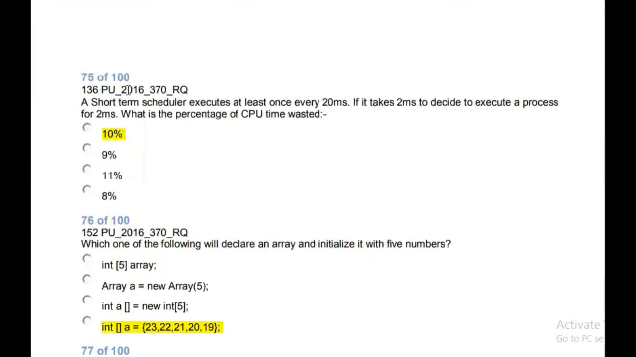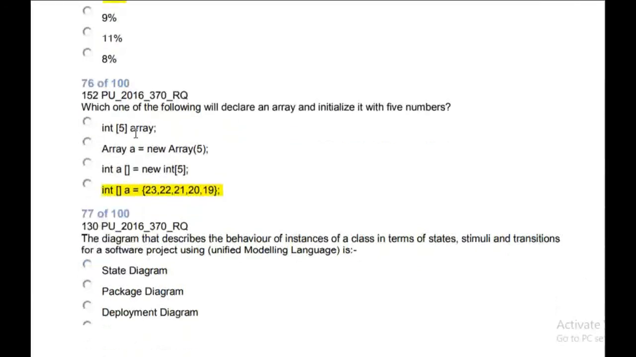Question number 75. A short-term scheduler executes at least every 20 minutes. If it takes 2 minutes to decide to execute a process for 2 minutes, what is the percentage of CPU time wasted? Option A is correct, 10%. 10% of CPU time is wasted. Next question, 76.